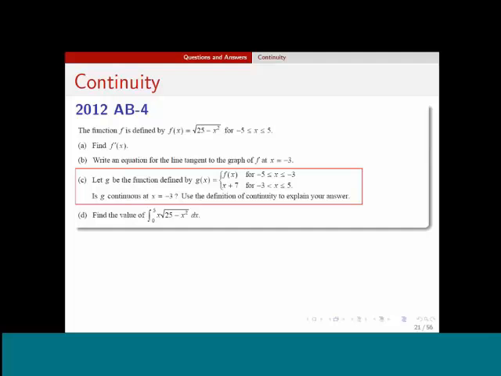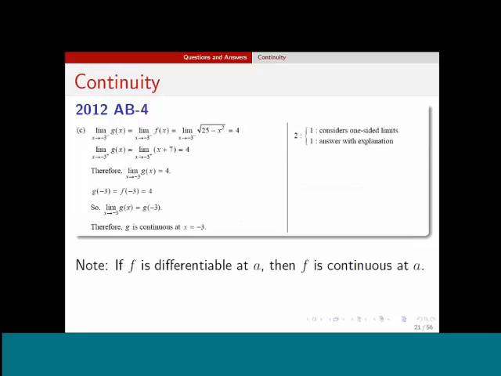So here's an example. In 2012, AB4 had a function like this in part C. First we started with a function f(x). Then in part C, we defined a new function g that was piecewise defined. We asked the student, is g continuous at x = -3, that break point? And we even asked the student to use the definition of continuity to explain the answer. That's the only part I'm going to focus on right now.